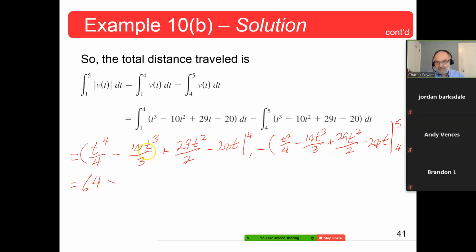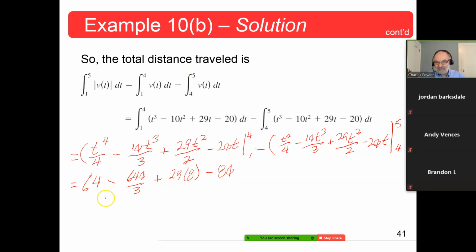Minus, okay, and this was 4 to the third, which is 64. That would be 640 over 3, plus t squared, 4 squared is 16, 2 goes into 16, 8. So this is 29 times 8. I'm not going to do that one in my head yet. We'll maybe do it later. And then this is just simply minus 80. 20 times 4 is 80. Okay, that's just the positive one.